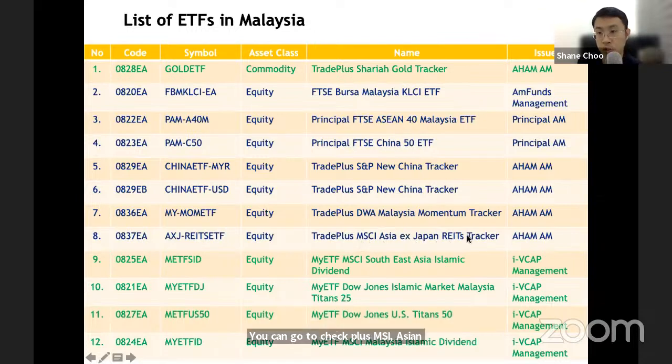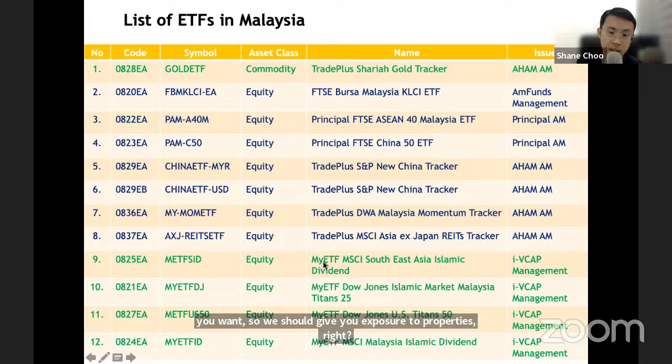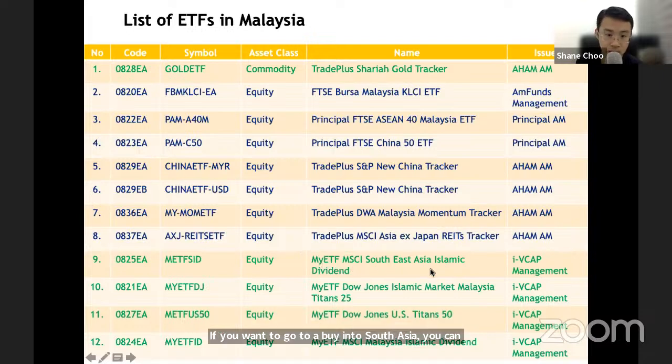So which gives you exposure to properties, right? If you want to buy into Southeast Asia, you can consider this MyETF MSCI Southeast Asia Islamic Dividend Fund. If you want to go to a US market which is Sharia compliant, you want to buy into Sharia compliant stocks, the top 25 largest Sharia compliant stocks in America, you can consider this MyETF Dow Jones Islamic Market Malaysia Titans 25.